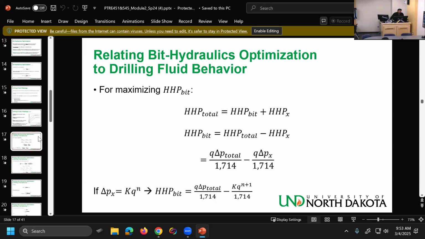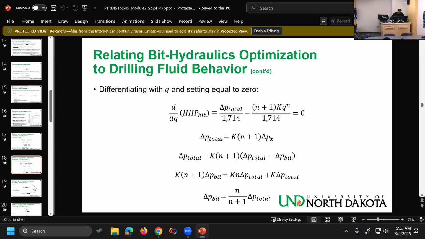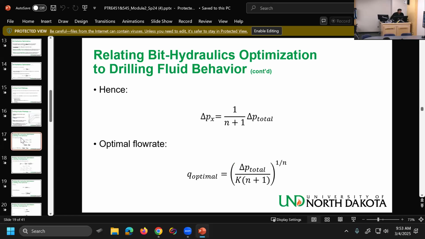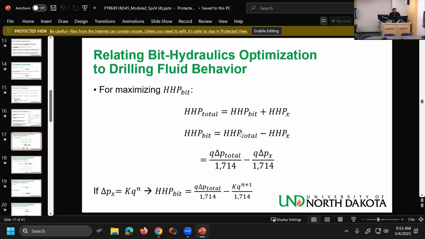You know n from the plot. There is another one that I want you to know. That is important. This here where my mouse is important, but ultimately, you know that delta P total is equal to delta Px plus delta P bit, right?